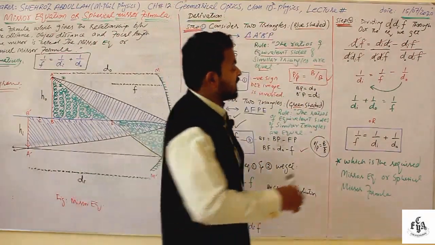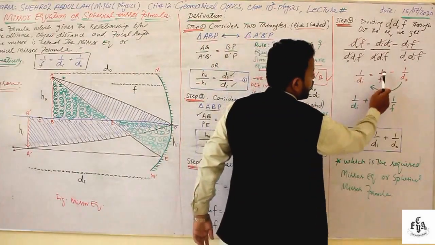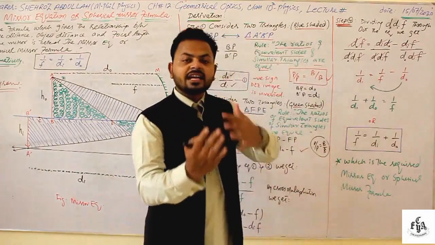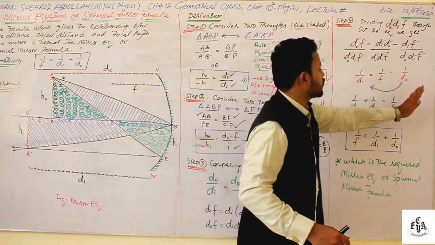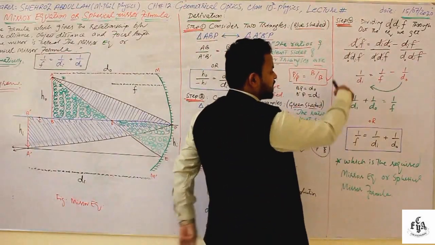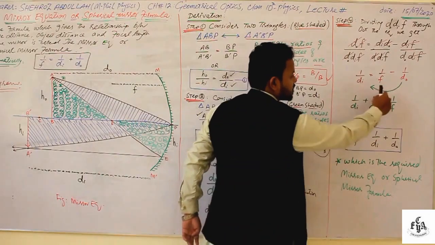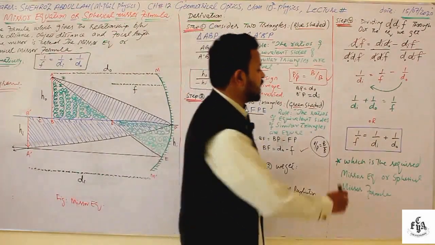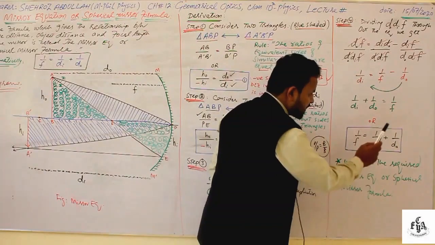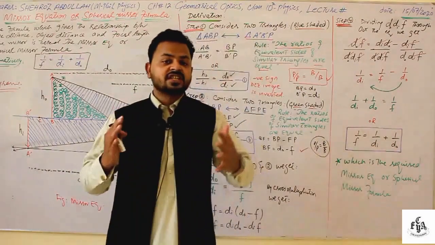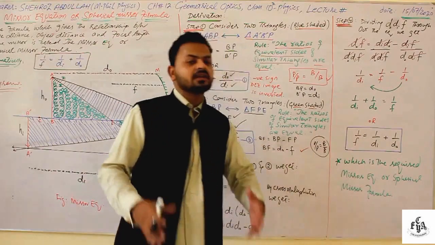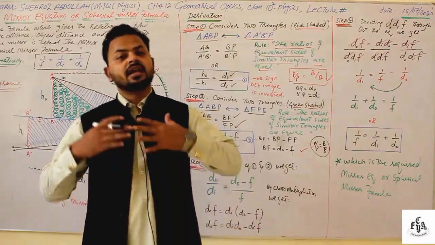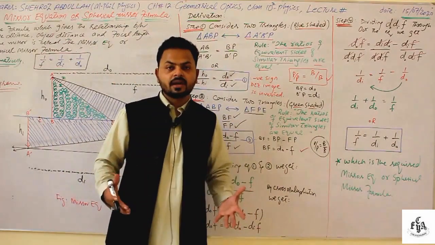We get 1 over di is equal to 1 over f minus 1 over d naught. Let me shift 1 over d naught to the other side. If I shift it, I get 1 over di plus 1 over d naught is equal to 1 over f, or we can also write that 1 over f is equal to 1 over di plus 1 over d naught, which is the spherical mirror equation, or the mirror equation. In other words, we can say spherical mirror formula.